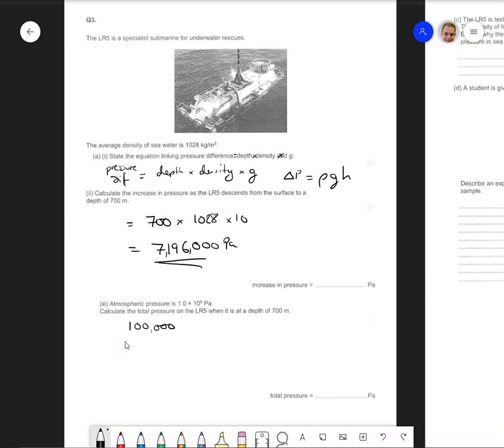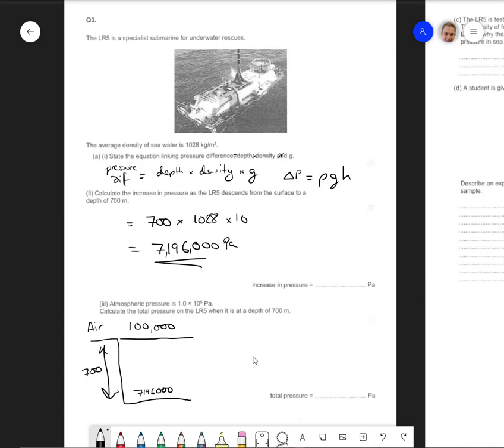So what do we need to do? Well, we need to add 100,000 to this here. So atmospheric pressure is this. What's the total pressure? This is in existence. This is in the air. So essentially this is what's happening in the air, and then we've got the water, 700 meters. So we've gone 700. So this, 7,196,000, is just due to the water. This is what's due to the air. The air is still there, it hasn't vanished because you've dived underwater.